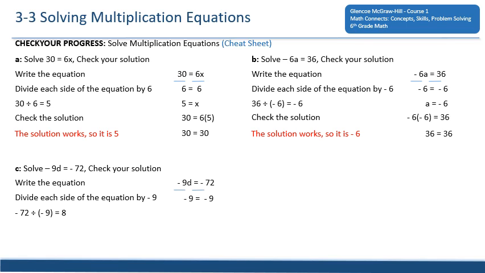So division, negative 9. Negative 72 divided by negative 9 equals a positive 8. So we have d equals 8. And then if we plug in 8 for d, we get negative 9 times 8 equals negative 72. And that equals negative 72.